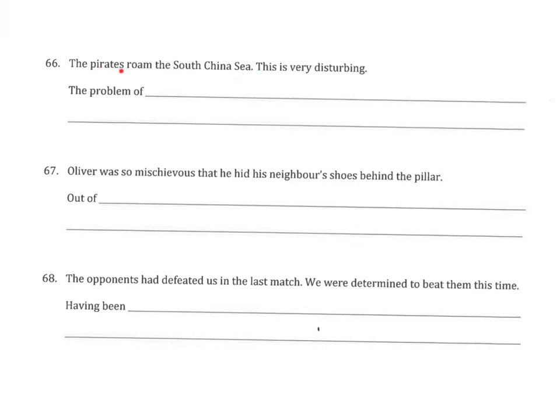We learned about defending the sea, right? We talked about pirates in the South China Sea. So this question is related to that. The pirates roam the South China Sea. This is very disturbing. Now, it's important to note off the first point that this refers to the pirates, right? So it's very disturbing that the pirates roam the South China Sea. The two sentences are definitely linked, all right? So the problem of what, okay, is very disturbing.